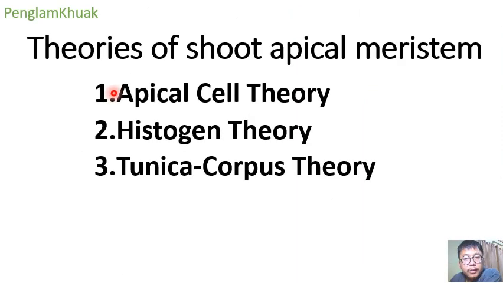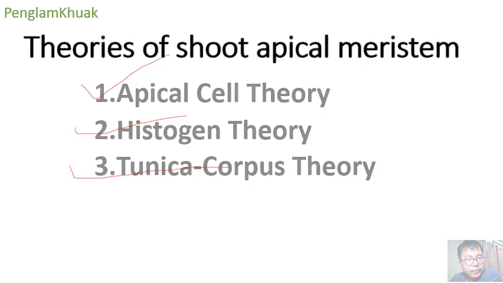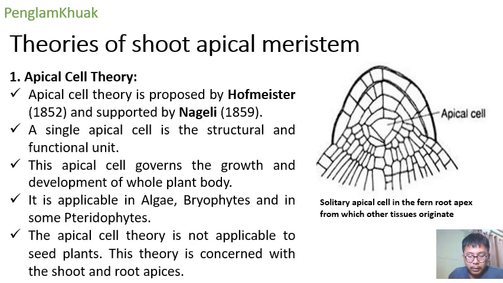There are three important theories of shoot apical meristem. Number one, that is apical cell theory. Number two, Histogen theory, and number three, Tunica-Corpus theory. Theory of shoot apical meristem, the first one, that is apical cell theory.